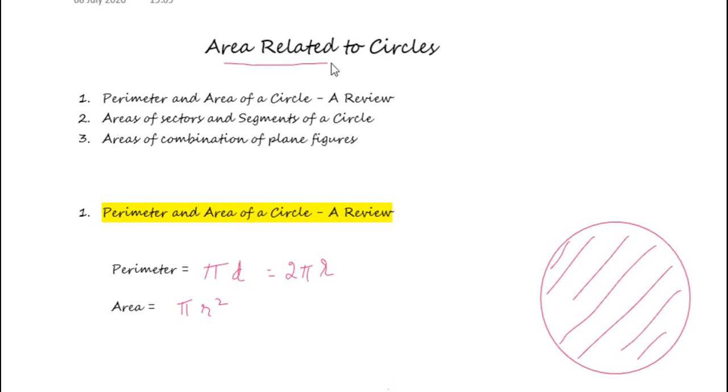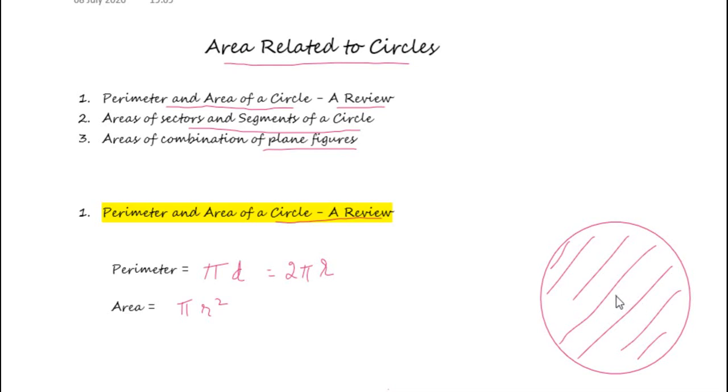Area related to circles. Under this chapter, we are going to have 3 modules. First module, perimeter and area of circles, a review. In the earlier classes, we have studied this, but we are going to have a relook at this here in this module. Second, areas of sectors and segments of a circle, and the last one is areas of combination of plane figures.